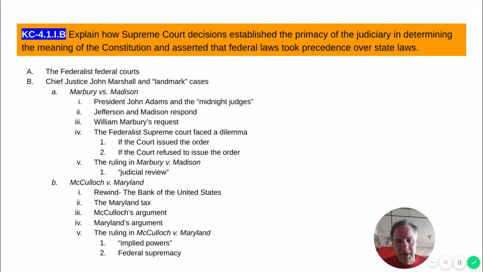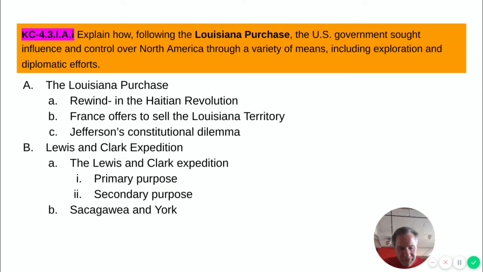The other thing that McCulloch said was that the federal government is supreme to the states under the supremacy clause of the Constitution, and as such, federal institutions cannot be taxed by the states. So all the way around, it was lose-lose for Maryland and a big win for the Federalist and national government power.